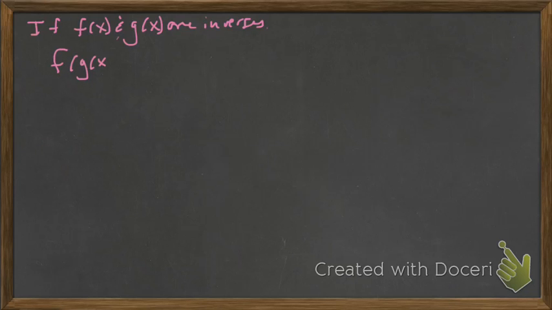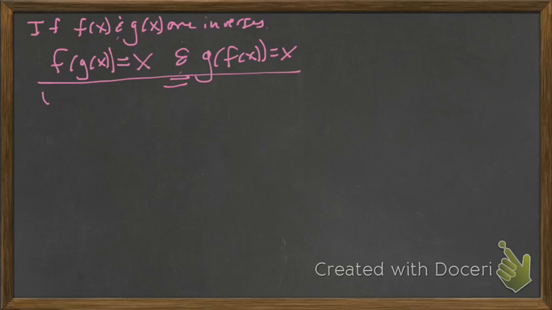So the moral of this story is, if f of x and another function, let's say g of x, are inverses of one another, then it has to be true that f of g of x, if we compose it that way, we should get x. And it's got to be true that if we did g of f of x, we should always get x. This is called verifying functions are inverses.